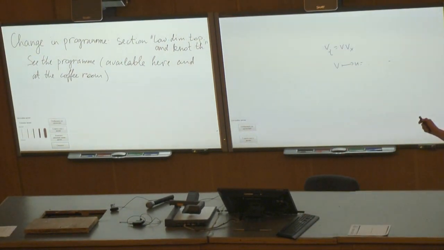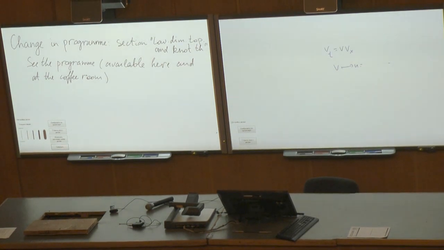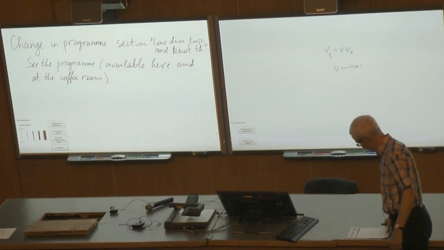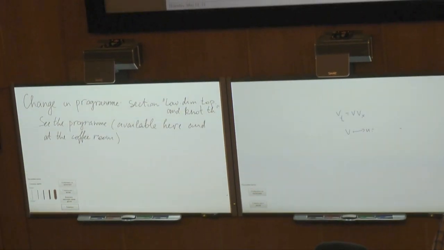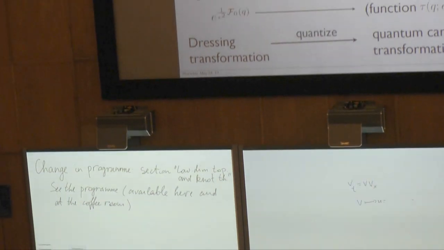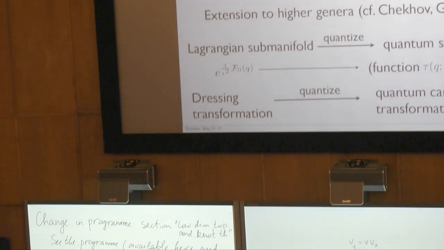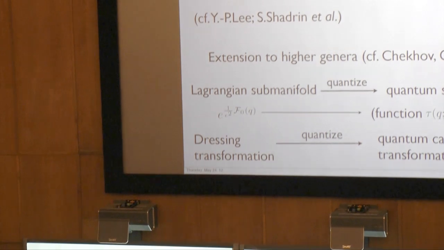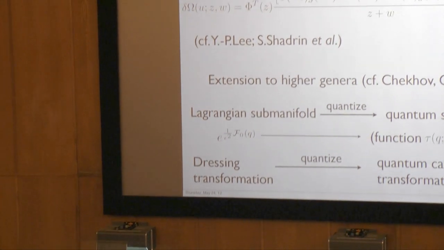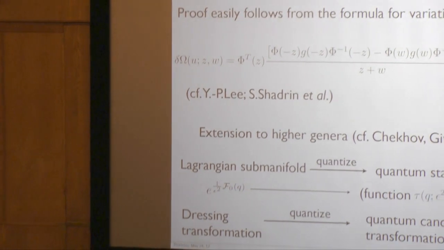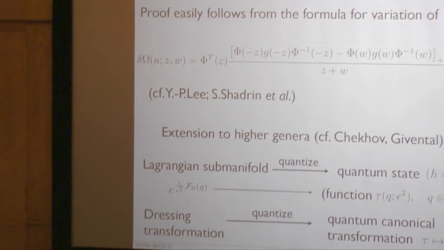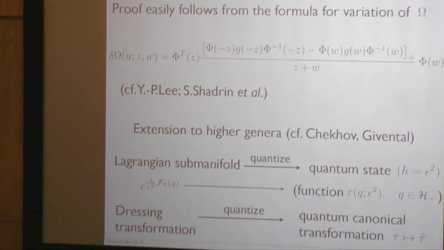The proof easily follows from the formula for the variation of this matrix omega. This is the explicit formula for the variation, that in some form, not exactly this form, appeared already in the works by Yinping Li and Sergei Shadrin and his collaborators. But it is different, since their formulas look completely different from those.